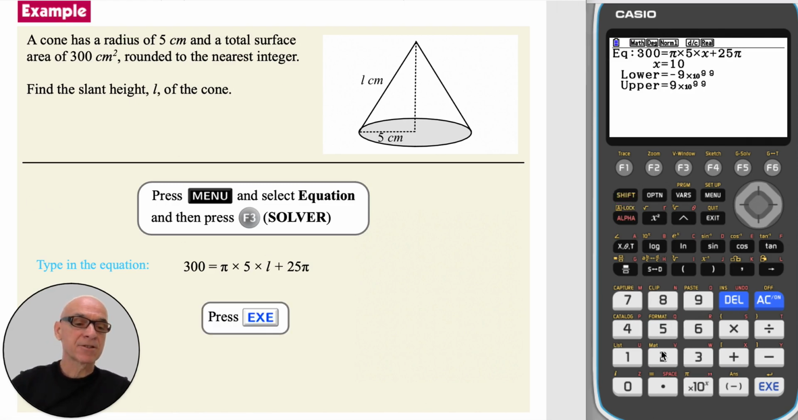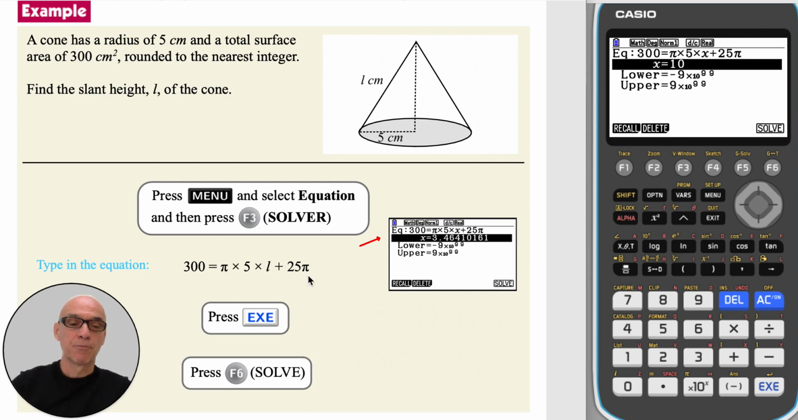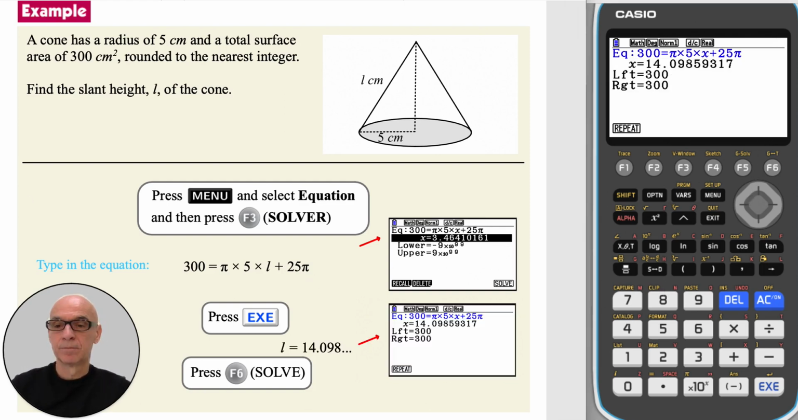Press Execute to enter the equation, remembering that the number next to X is not the solution to the equation, as we haven't pressed Solve yet. Press F6 to solve the equation, giving the value shown. So the slant height of the cone is 14.1 centimeters, correct to 3 significant figures.